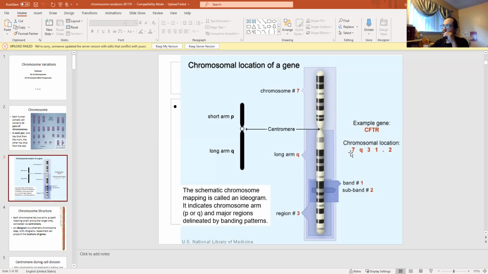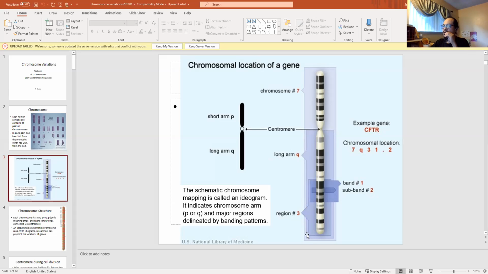So we can have chromosome 7, region 3. In region 3, we can further divide it into band 1 and then sub-band. So band 1, band 2, right? And then here in band 1, we can have sub-band 2. So that's how we label the location of a gene.